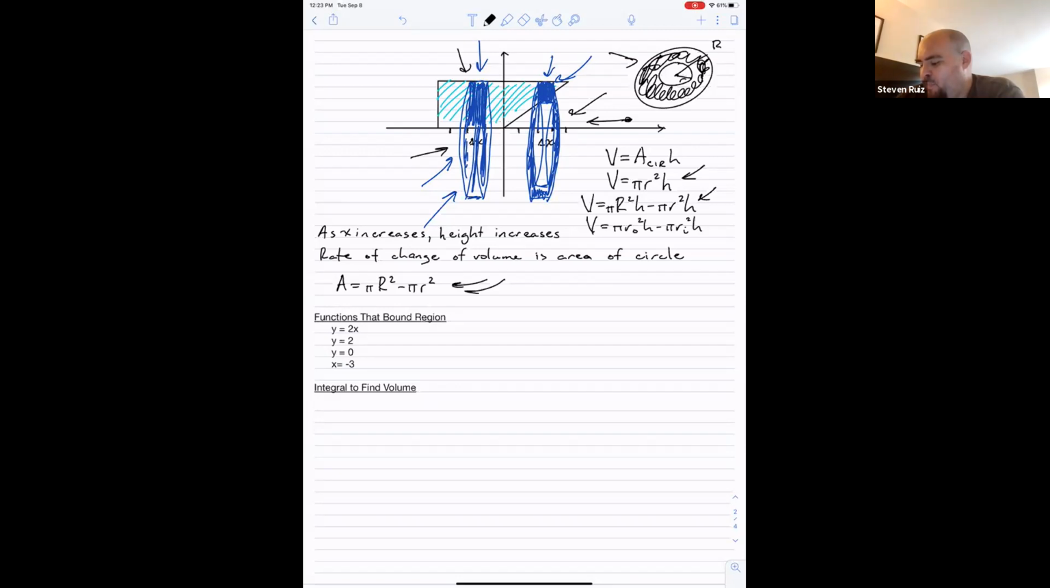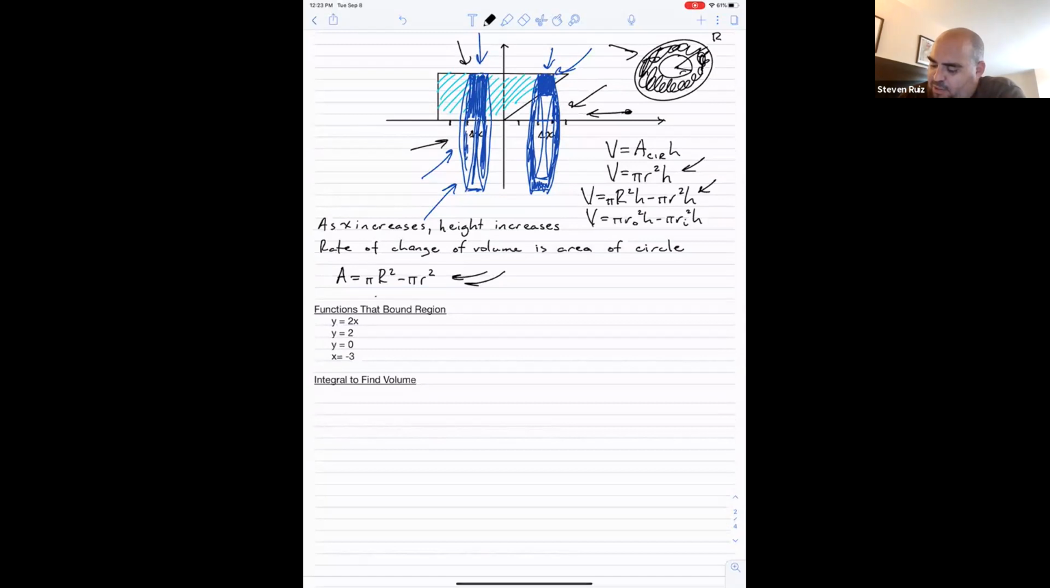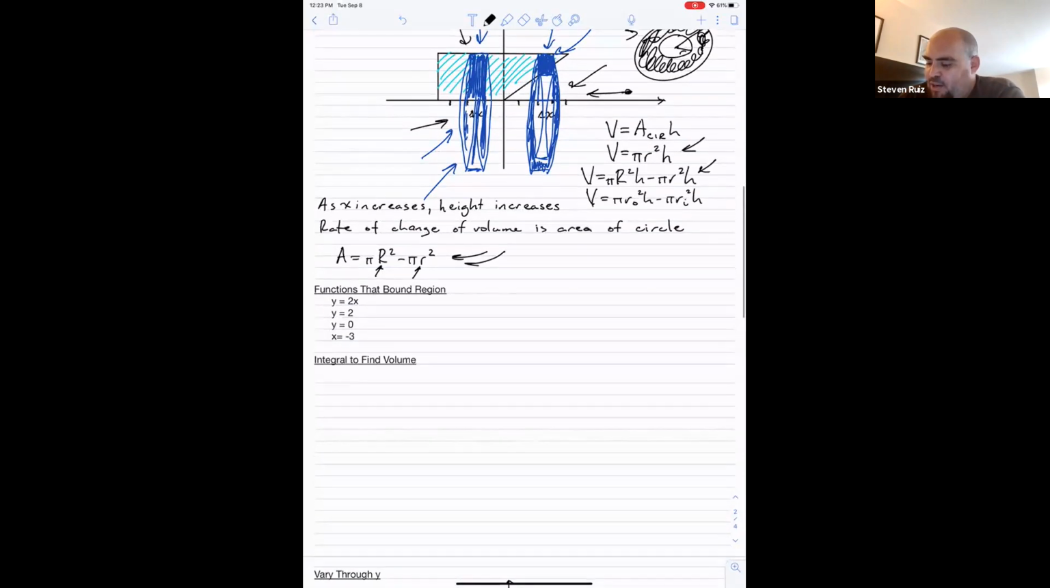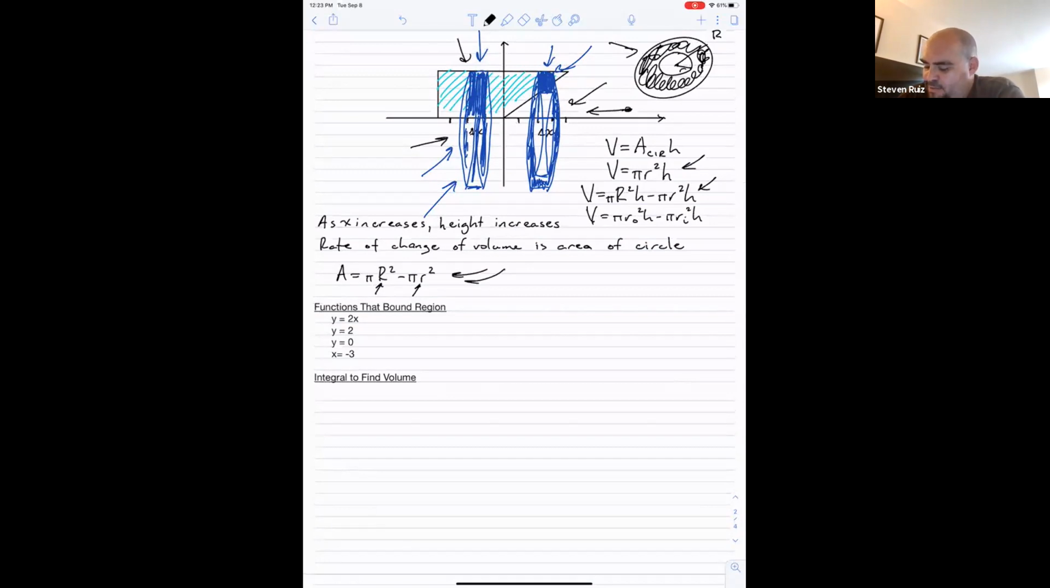So from here, we're going to try to figure out functions in x for both of these. But before you can do that, I need to tell you what functions are happening here. I have 4 different equations. Shouldn't call them all functions. So y equals 2x is going to be this slanted line right of the y-axis. y equals 2 is the top edge. y equals 0 is going to be the bottom edge. And x equals -3 is going to be the left edge. So that's how we're bounding this.